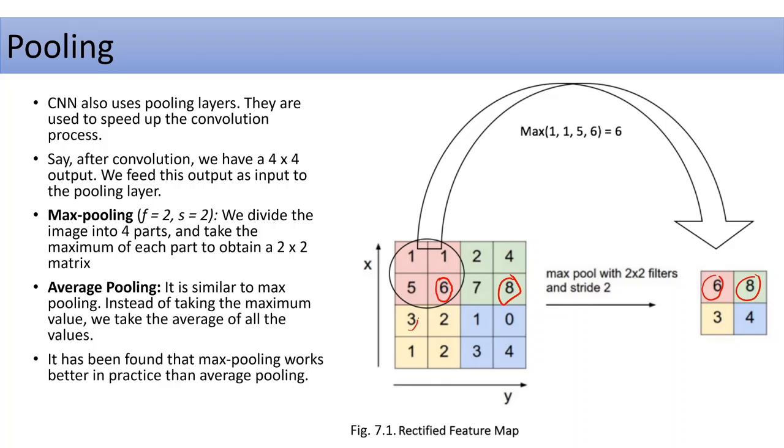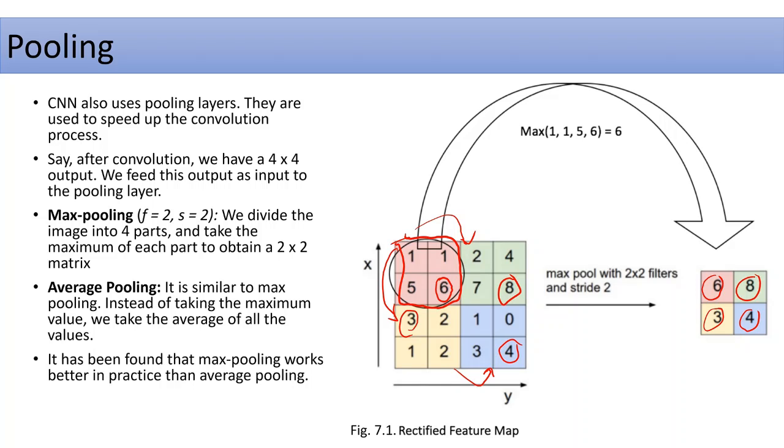Similarly for the yellow one and the blue one, and we get our feature map, rectified feature map after pooling. What you can say is that pooling is basically just filtering with a filter of size 2 and stride 2. So it will take 2 positions from here and then 2 positions down and then again 2 positions to the right. That's how it will work.